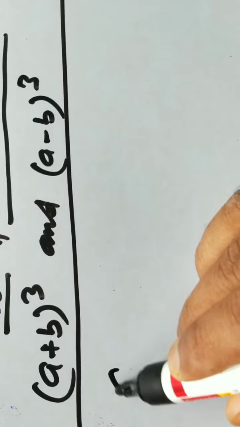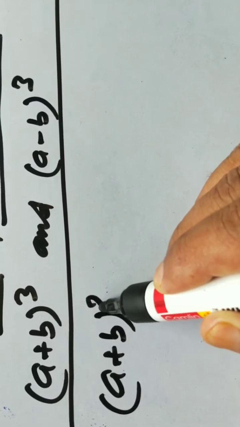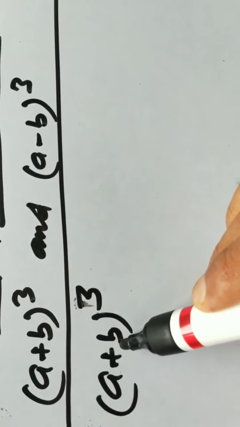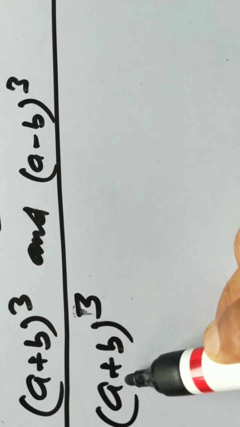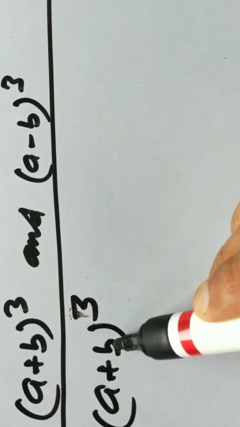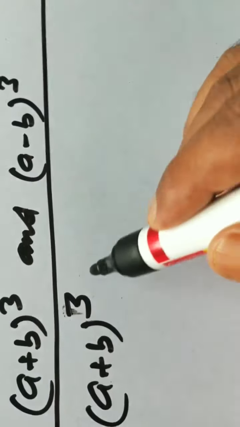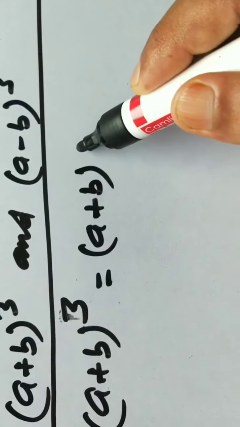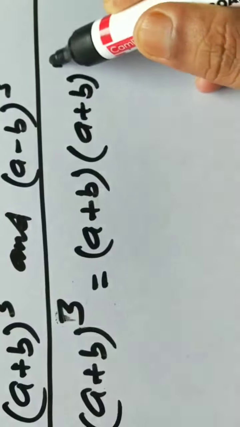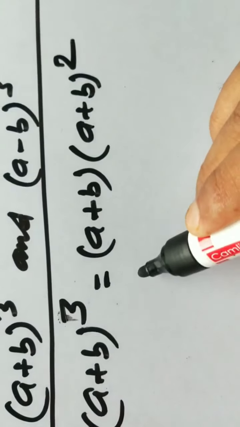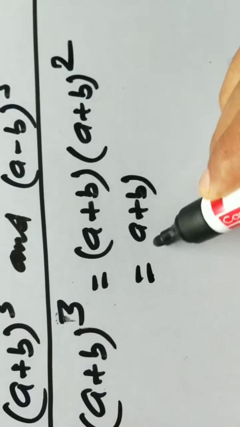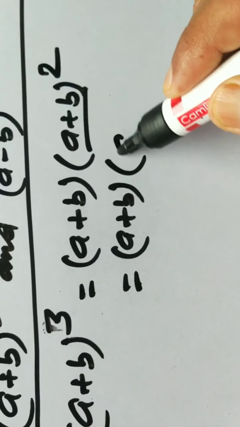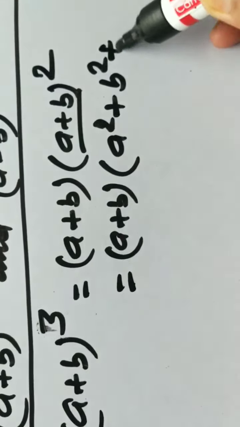So let us find (a + b)³. It is the cube of a binomial. This is an algebraic expression having two terms, so it is a binomial, and let us find its cube. To find its cube, you may write it as (a + b) and (a + b)². The formula of (a + b)² is a² + b² + 2ab.